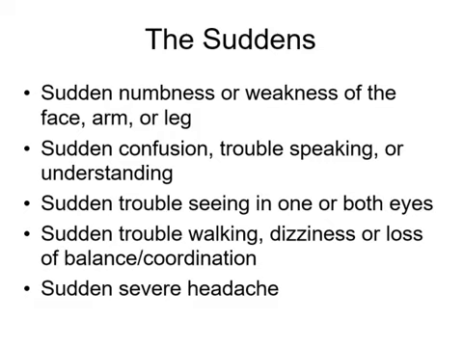Some hospitals use the SUDDENS instead of BE-FAST. So: sudden numbness or weakness of the face, arm, or leg; sudden confusion, trouble speaking or understanding; sudden trouble seeing in one or both eyes; sudden trouble walking, dizziness, or loss of balance or coordination; sudden severe headache. So know your facility's stroke assessments. A lot of times you get yearly training on it. They'll give you a badge, little cheater guides, so that you know the stroke protocol and how to assess it. And most hospitals have a designated stroke team that you can call if you think your patient is having a suspected stroke.